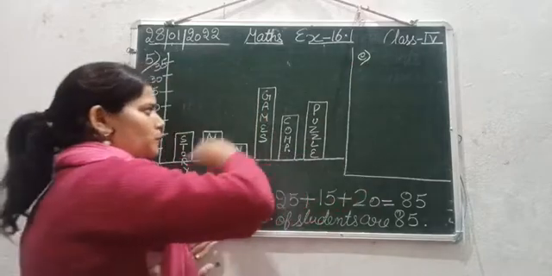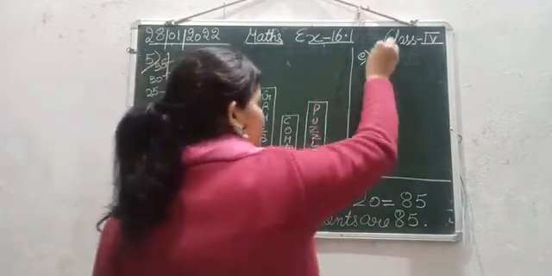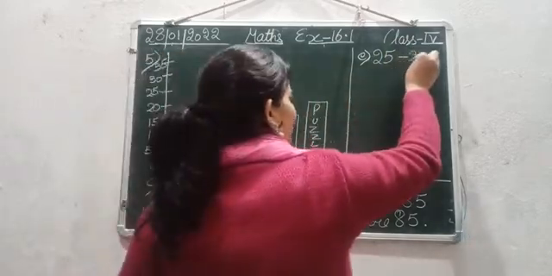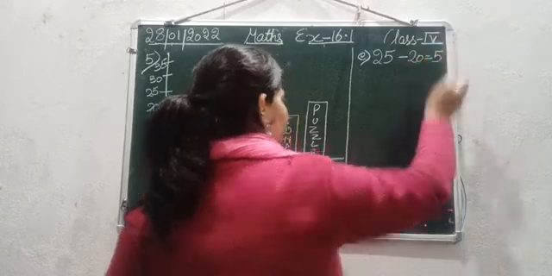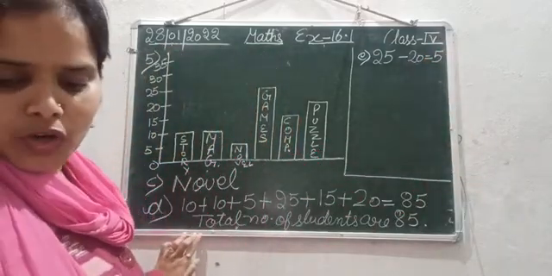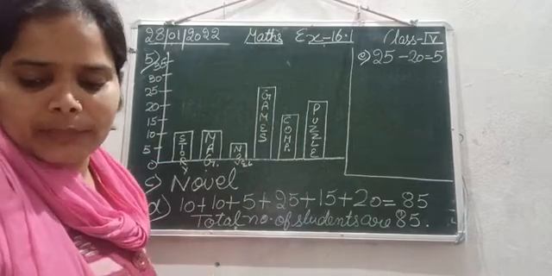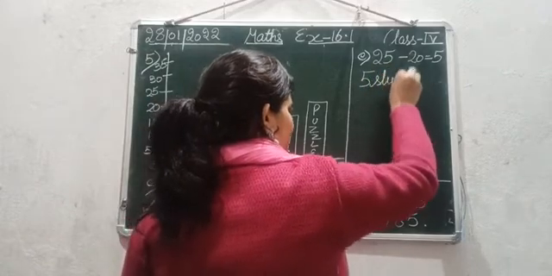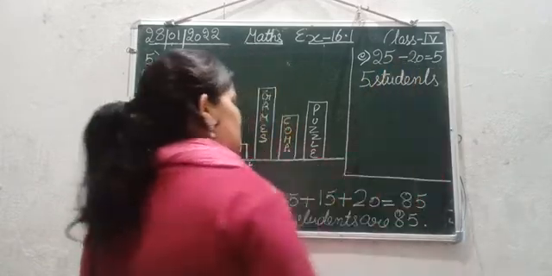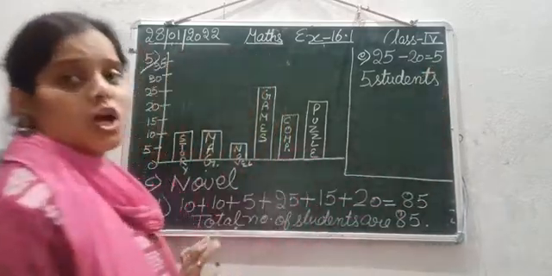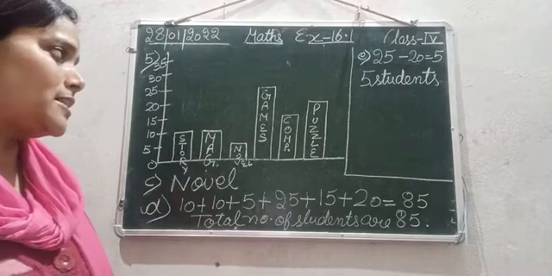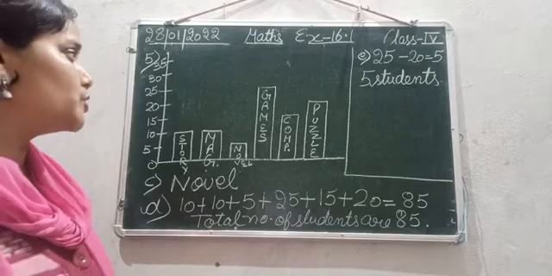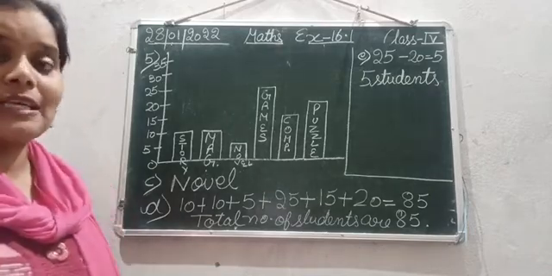So total number of students who have borrowed games book, that is 25. Number of students who have borrowed puzzle book, that is 20. So 25 minus 20, that is equal to 5. So the question was how many more students borrowed games book than puzzle books? So the answer is 5 students. That's it. So this is the complete answer. So how many more students have borrowed the games book as compared to the puzzle book? That is 5. And this is also the solution for question number 5 of exercise 16.1.